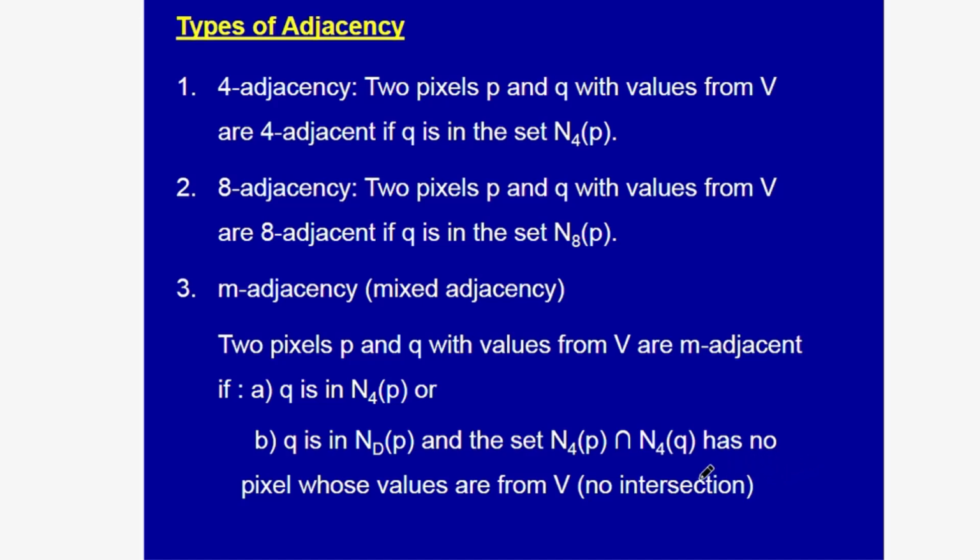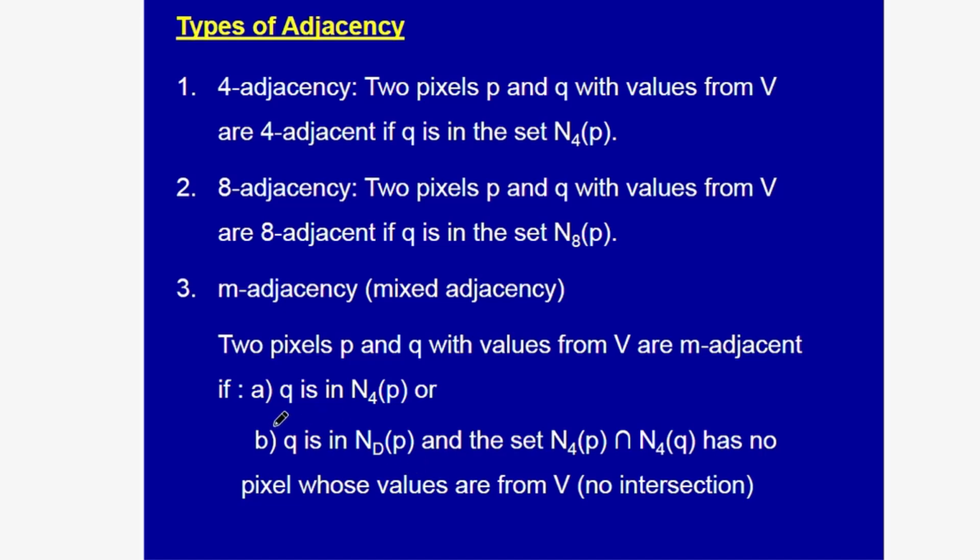Means there should not be any intersection of N4 of P and N4 of Q. Okay. So if Q is in N4 of P, it is called 4 adjacency. If Q is in N8 of P, it is called 8 adjacency. If either of these two conditions is satisfied, yes, you can call the two pixels adjacent.